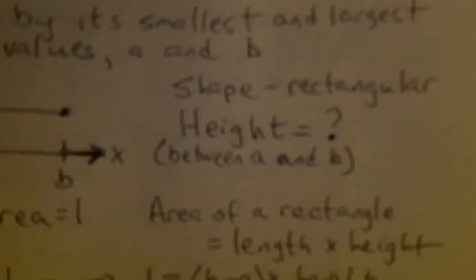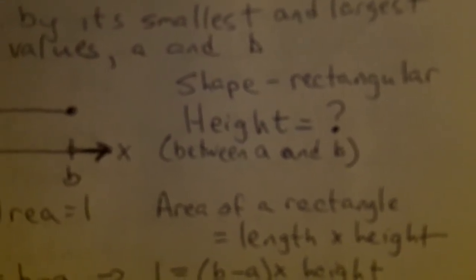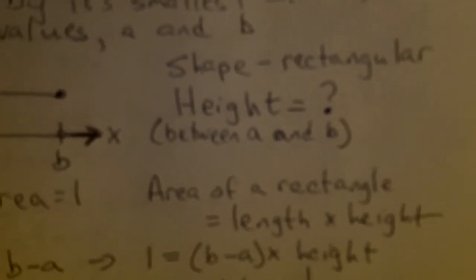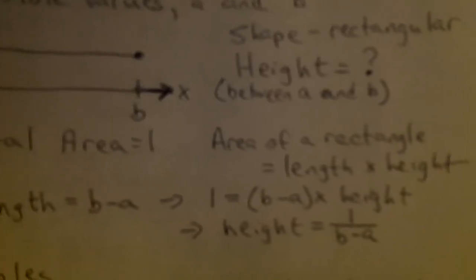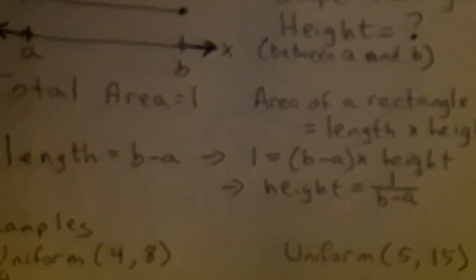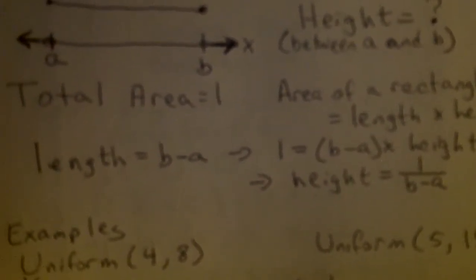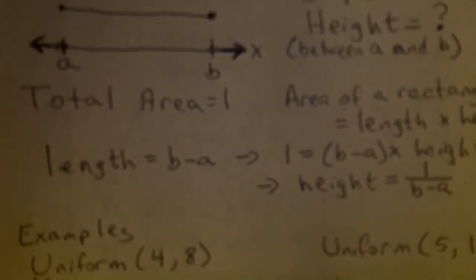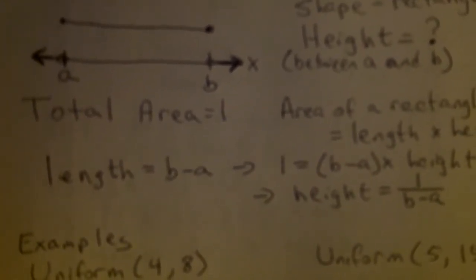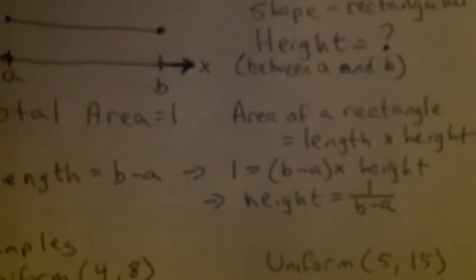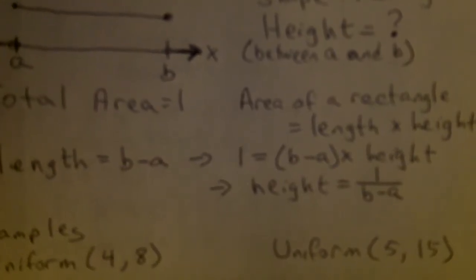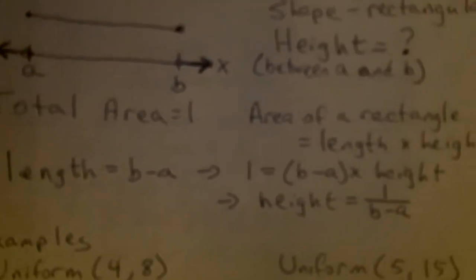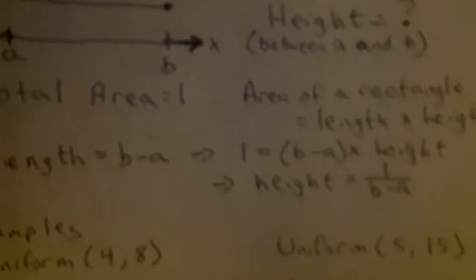The shape is a rectangle, so the question then becomes, what's the height between A and B? Well, remember that total area is 1, and the area of the rectangle is equal to the length times the height. The length of that base is just B minus A. So in order for the area to be 1, B minus A times the height has to be 1. So the height is going to be 1 divided by B minus A.